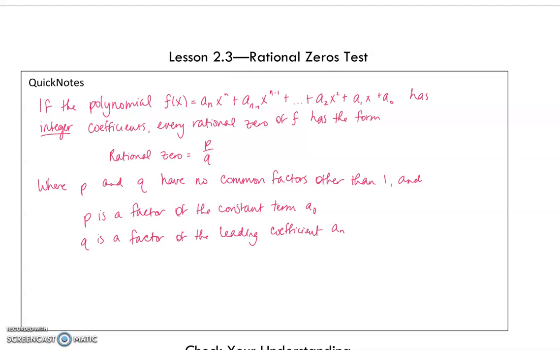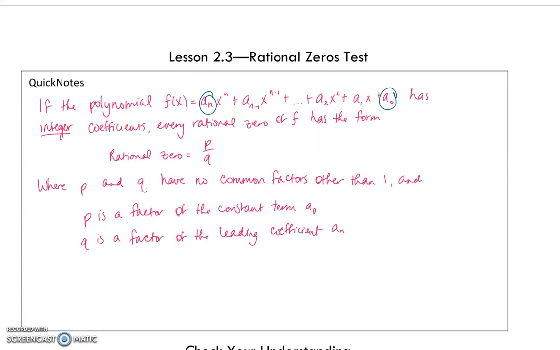Okay, so if the polynomial has integer coefficients, every possible rational zero of f has the form of p over q, where p and q have no common factors other than 1, and p is a factor of the constant term, aka your last term, and q is a factor of the leading coefficient, a sub n, this term right here. So basically, you list out all of the factors of the last term, all of the factors of the first term, and then you divide them. And those are the terms that you test to see if they work in your division, okay?